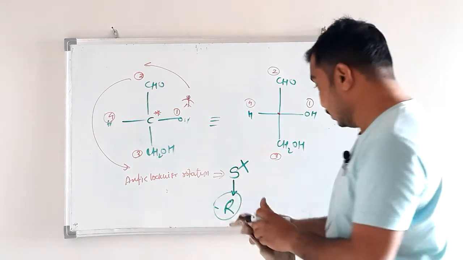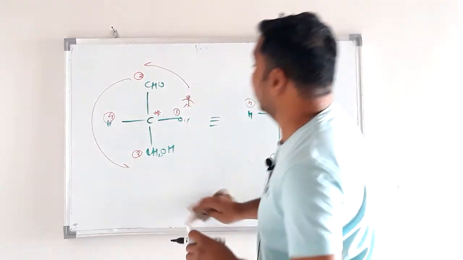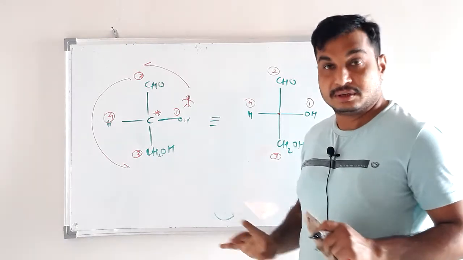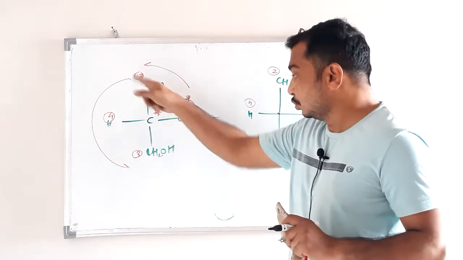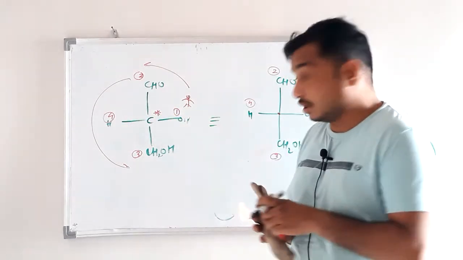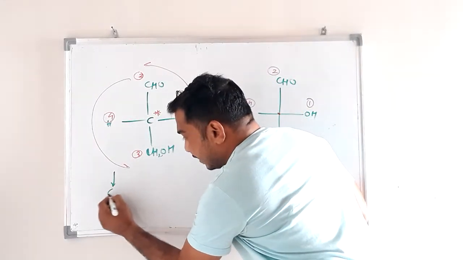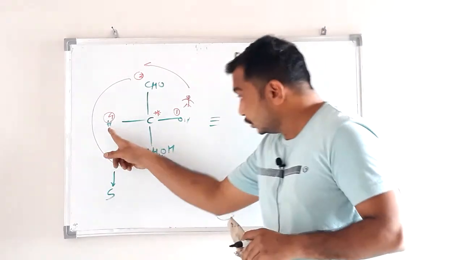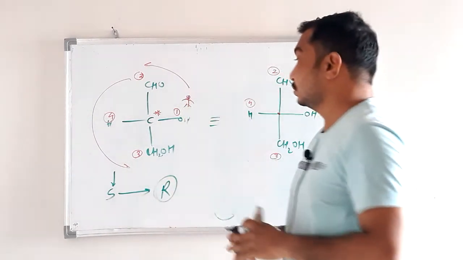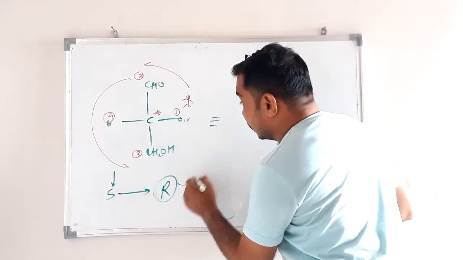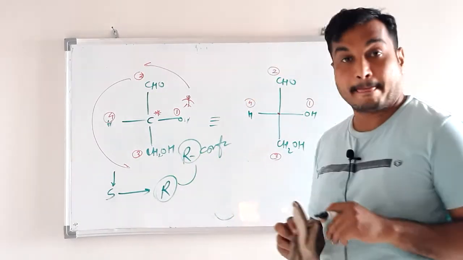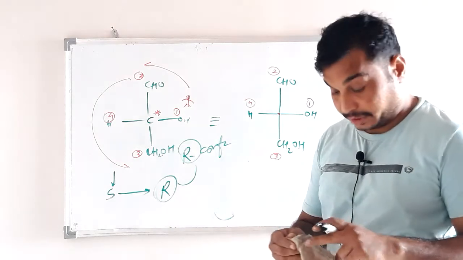Very simple. What do we have to do? Identify the asymmetric carbon atom, give priorities, then start moving from 1 to 2, 2 to 3. Then identify the rotation. The rotation is anti-clockwise, so the symbol will be S. But this group is on the front side, so convert this S into R. So this compound has R configuration. Very simple.